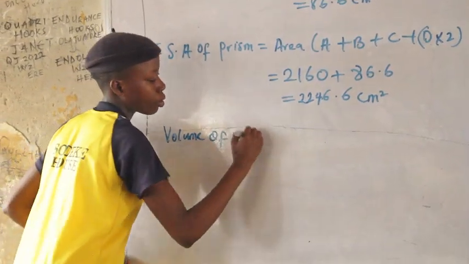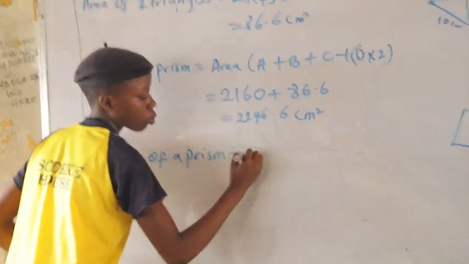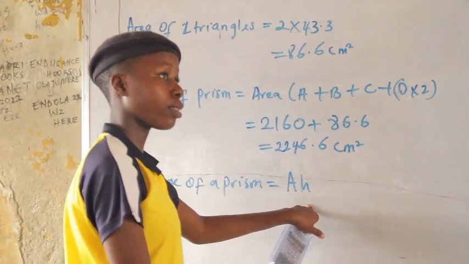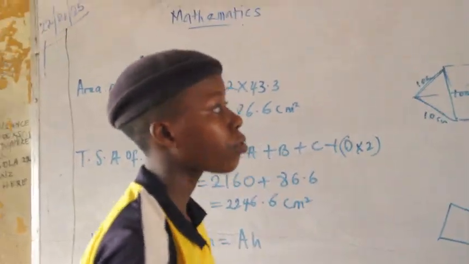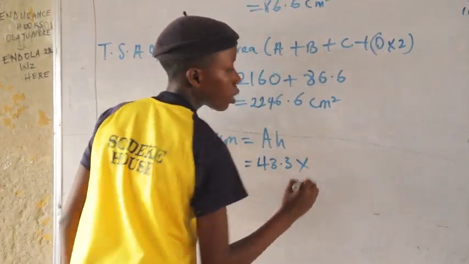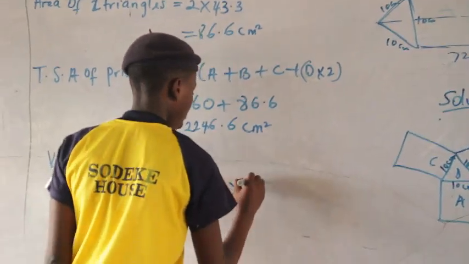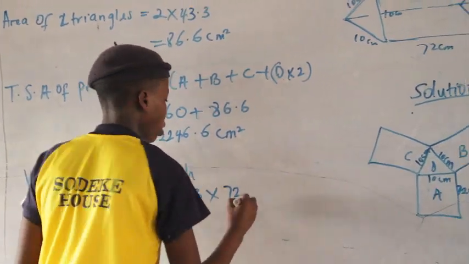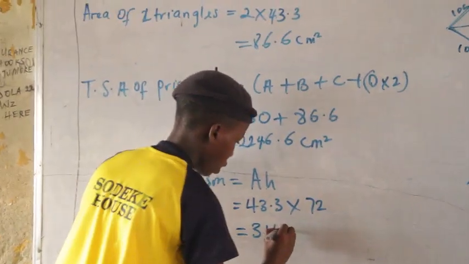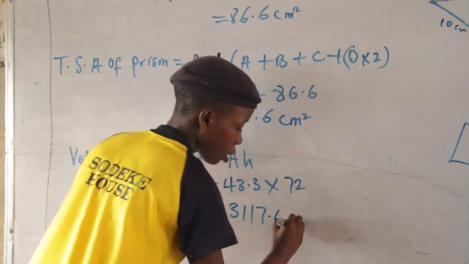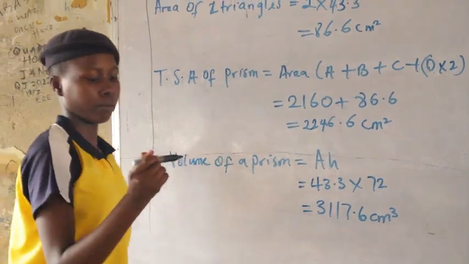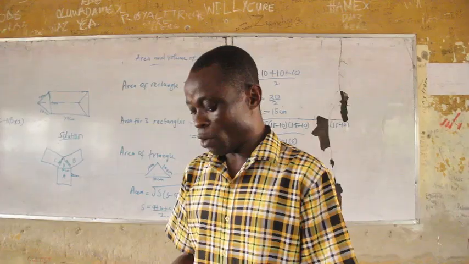Now volume. Volume of a prism is equal to the base area times the height. What is the base area? The base area is 43.3. It's going to be 43.3 times the height, which is 72 centimeters, the length. So it's going to give us 3117.6 centimeters cubed. Is that the answer? Yes, sir. Please clap for her. Clap for her.